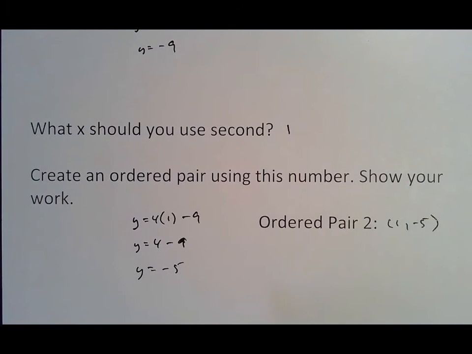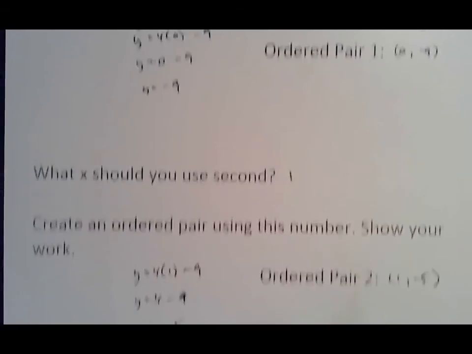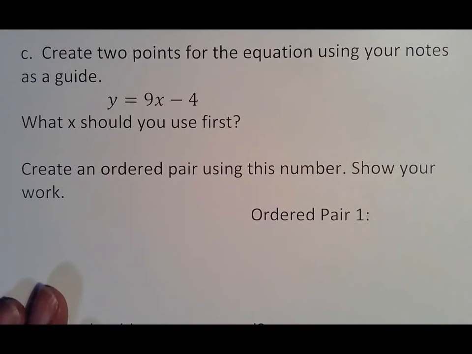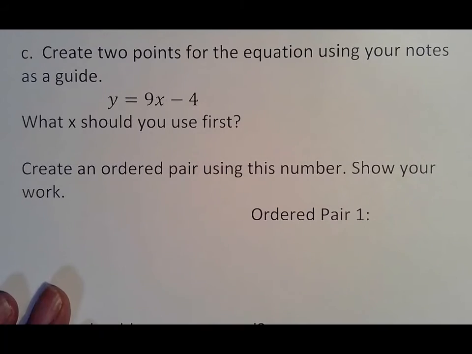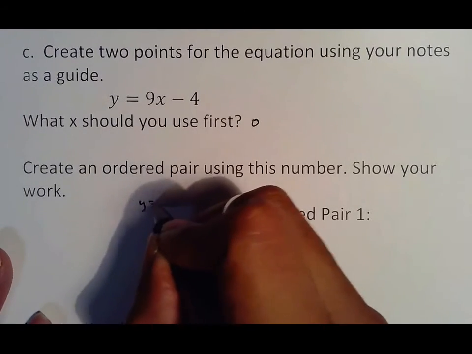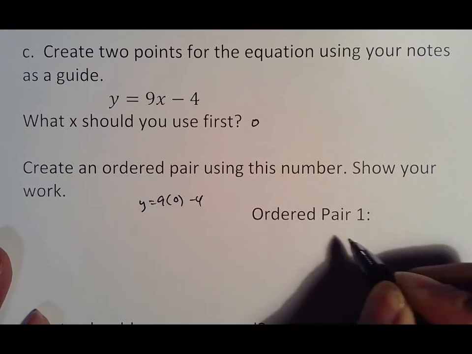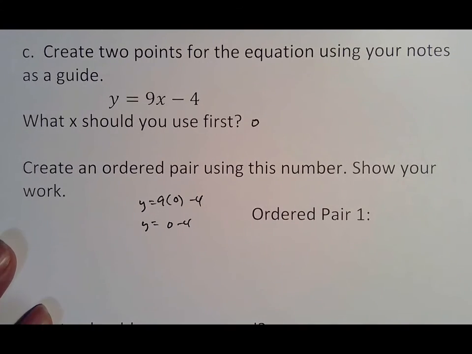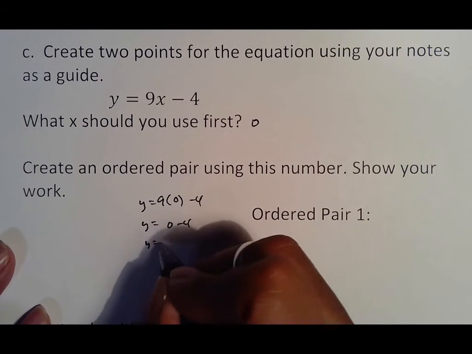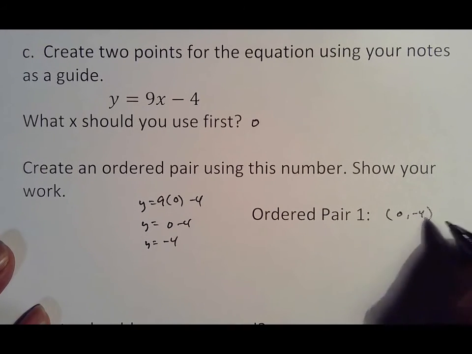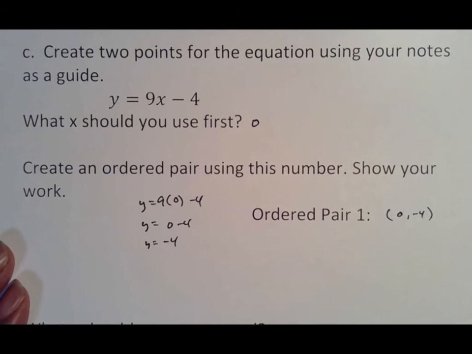Remember, you have to practice that skill to get used to it, but we'll get a couple weeks to actually do that. As long as you do what you're supposed to do, we'll be fine. And then the last one, what value do you use first? 0. So it becomes y equals 9 times 0 minus 4, which becomes y equals 0 minus 4. Because remember, anything times 0 goes away, leaving us just -4, with our first ordered pair as 0, comma, -4.